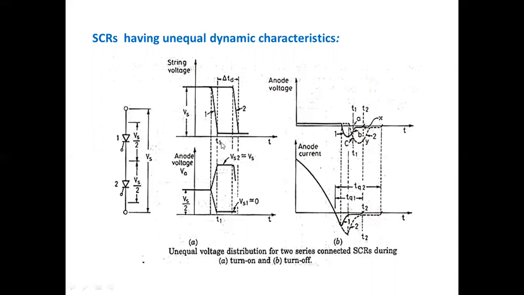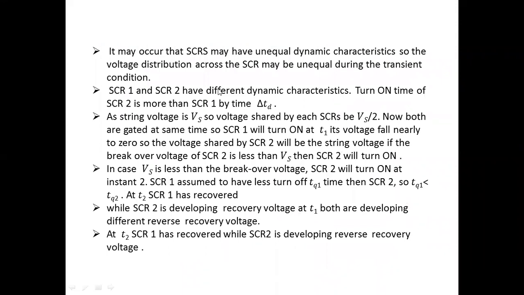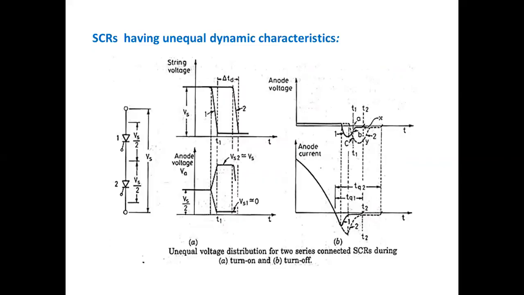T1 and T2 are the time periods considered at the time of the turn on process, and after that the turn off. This is turn off, and here it should be getting turn on. The series connected SCRs have unequal voltage distribution during the transient conditions. Transient conditions are nothing but turn on and turn off, and high frequency operation, where the frequency range is very high.